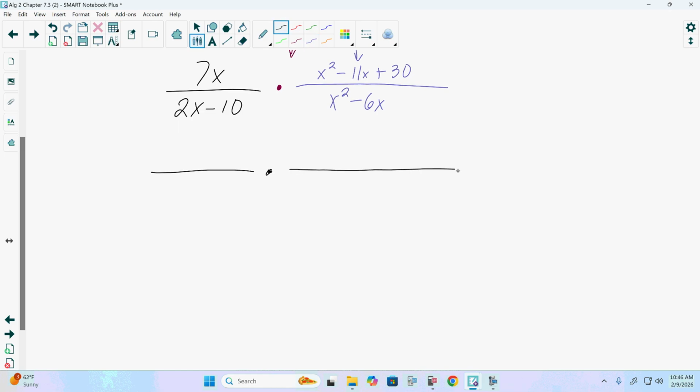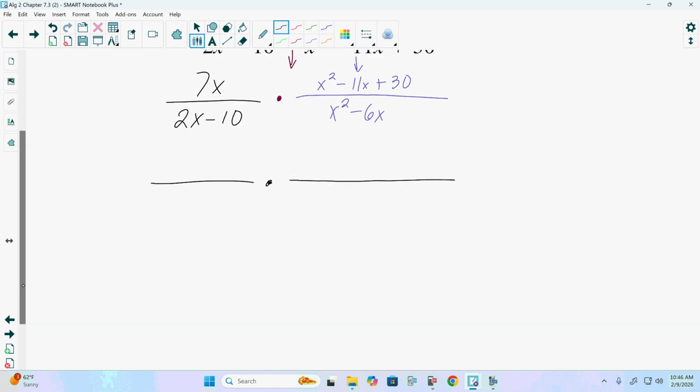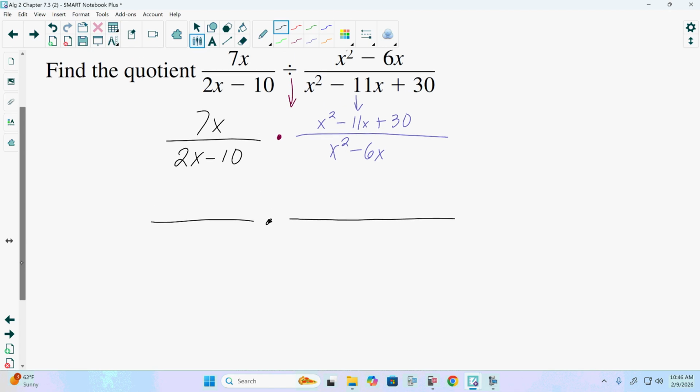And then do the exact same thing we did with multiplication. So really, division is almost exactly like multiplication, except for the first main step of changing it from division to multiplication and flipping the second. Keep, change, flip. Questions on this so far? Questions on anything we've done so far?